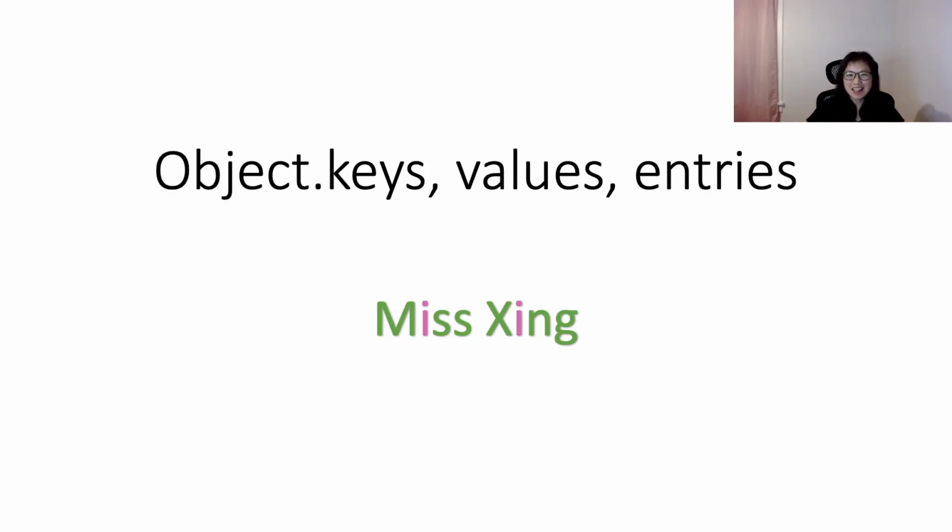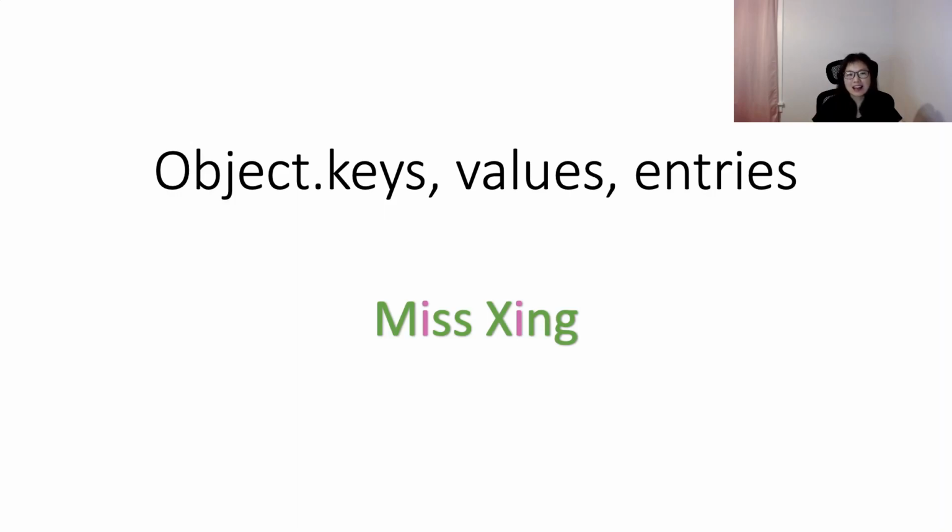This is another video related to map and set. When I introduced map and set, I also introduced the methods like .keys, .values, and .entries. All of them return an iterable, and we can use them to loop and get keys from a map, values from a map, and key-value pairs as an array from a map. The same ideas also exist in set.